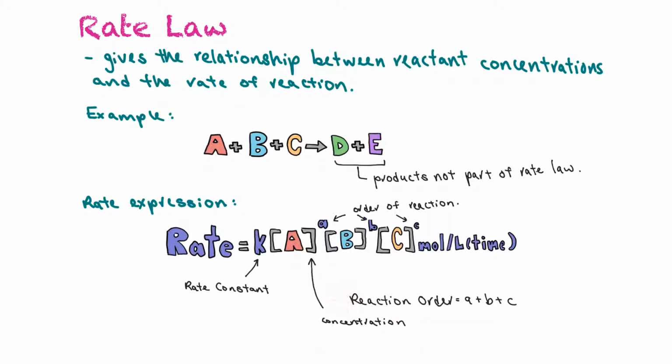Reaction order is equal to the sum of all three of those orders of reaction. So if this is a factor of 1, this is 0, and this is 2, the total order of reaction would be 3, because 1 plus 0 plus 2.